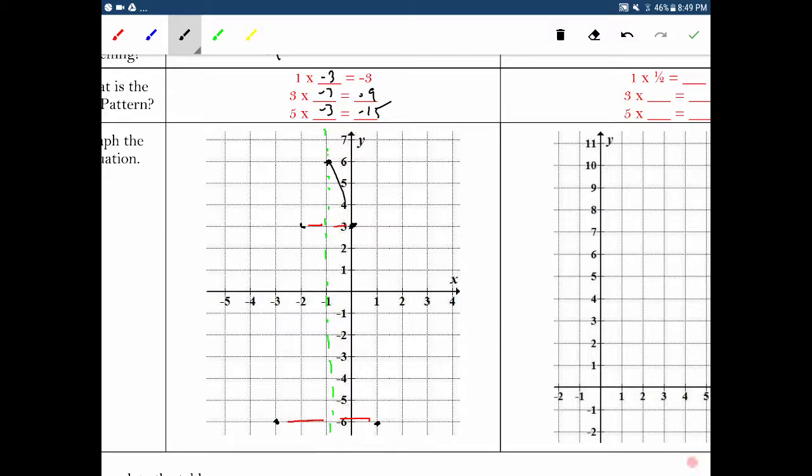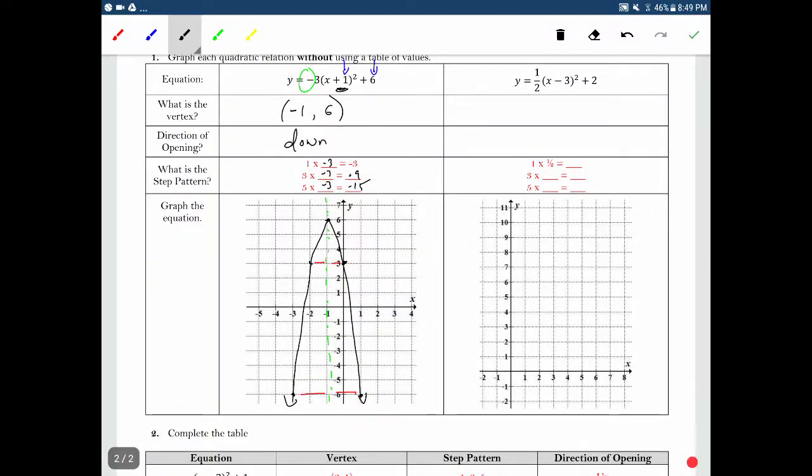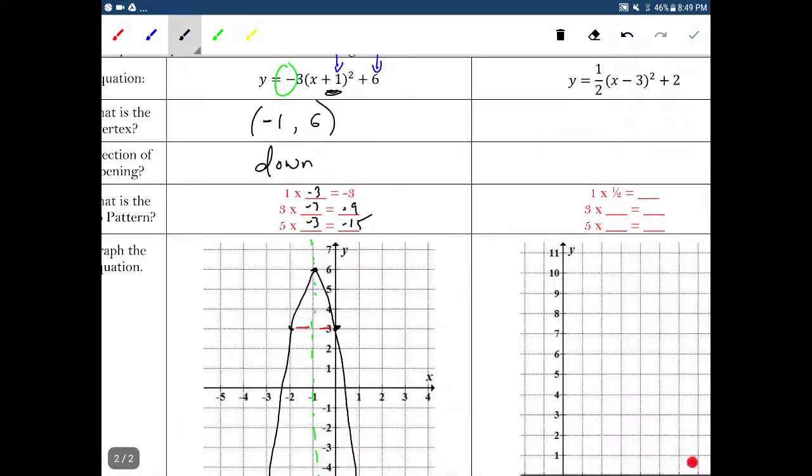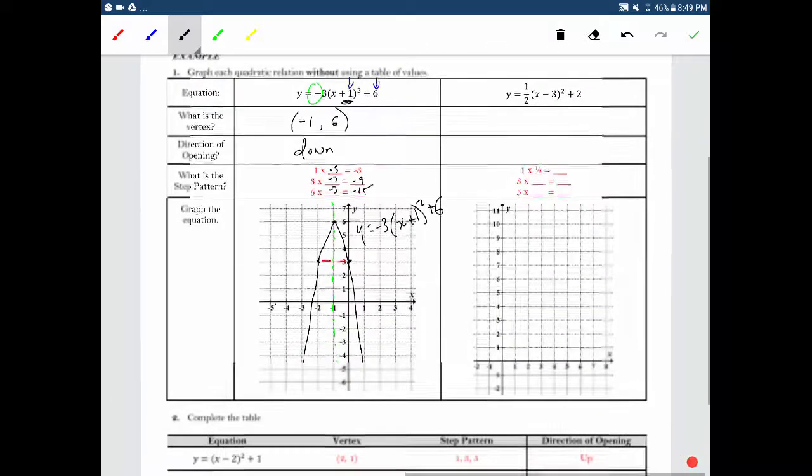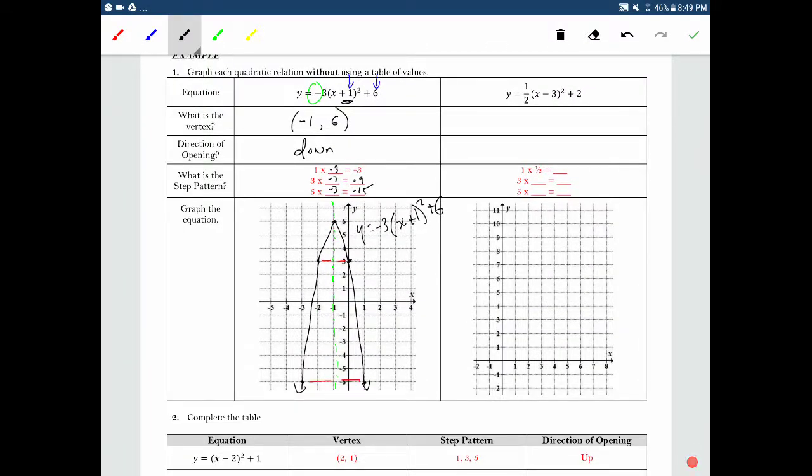And from there, we just draw our perfectly smooth curve. Yeah, that one's not too bad. And that's it. You do have to label your equation, of course. So this will be y equals -3(x plus 1) squared plus 6. And there we go. Okay. And that's it. Okay. So let's do one more.